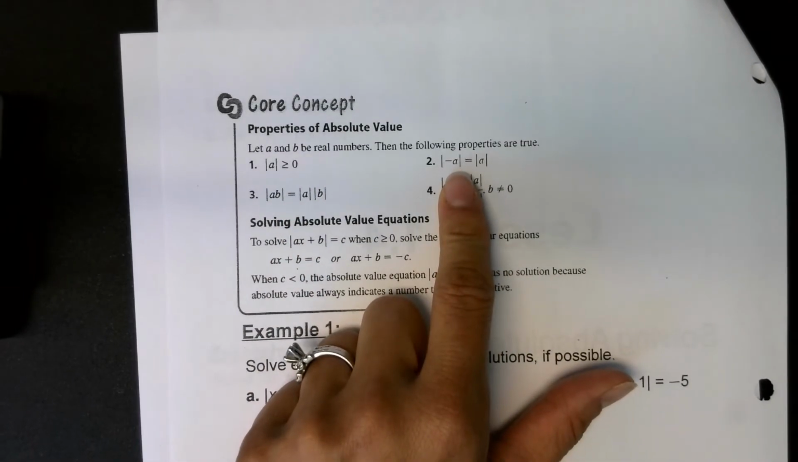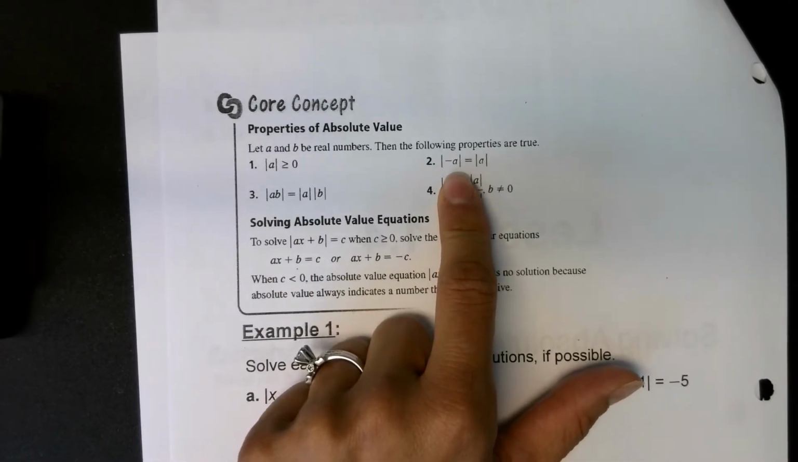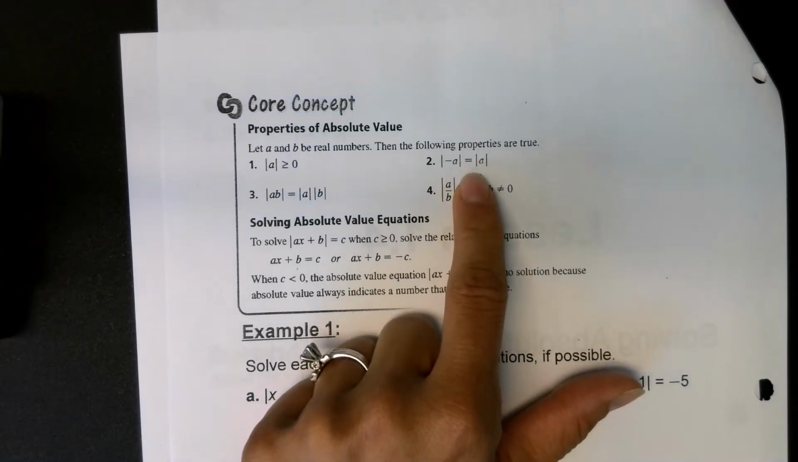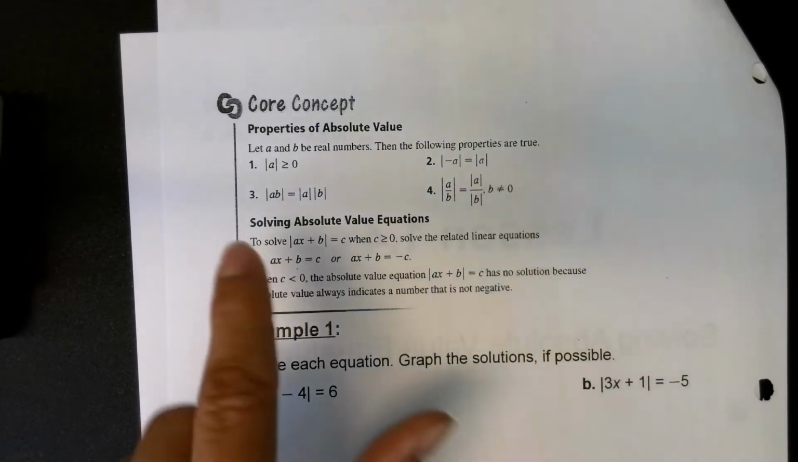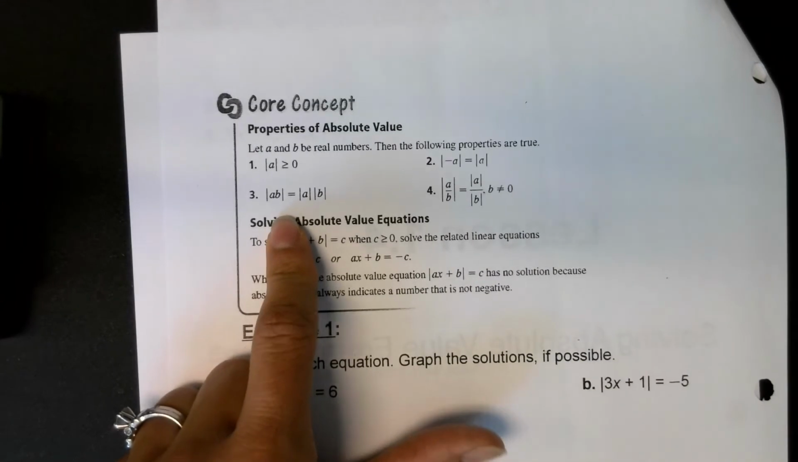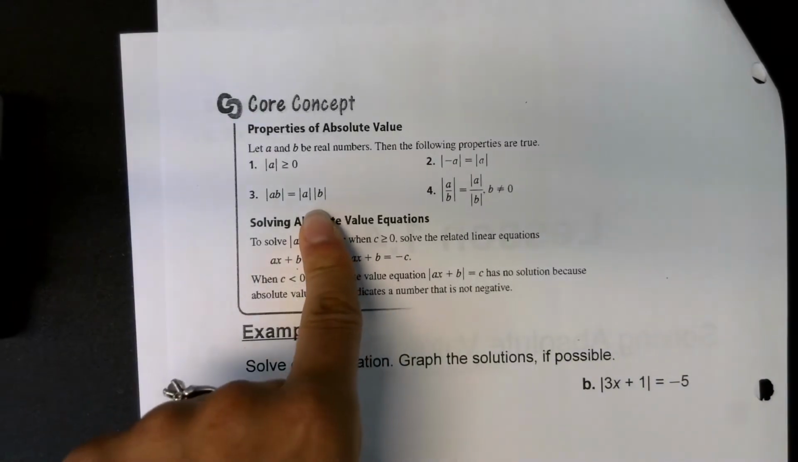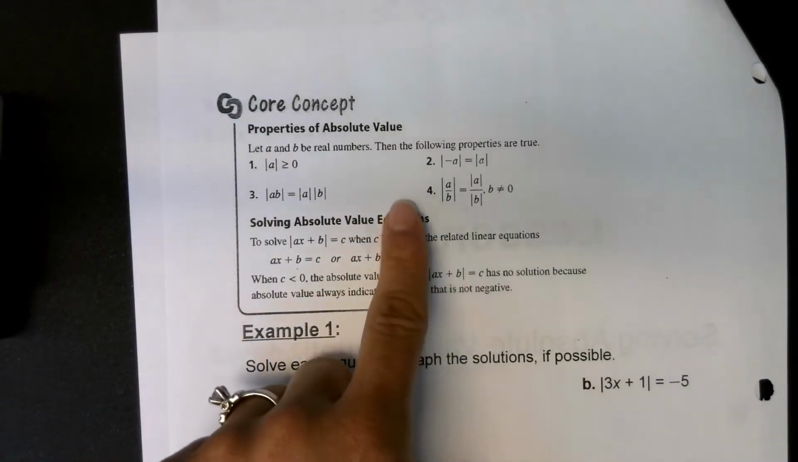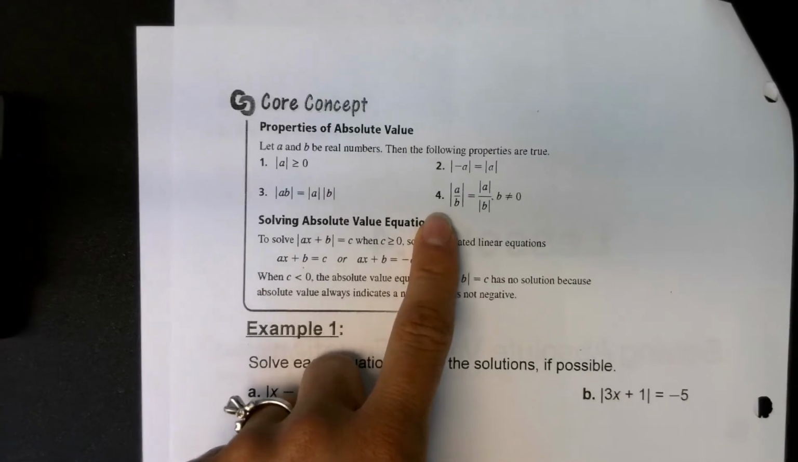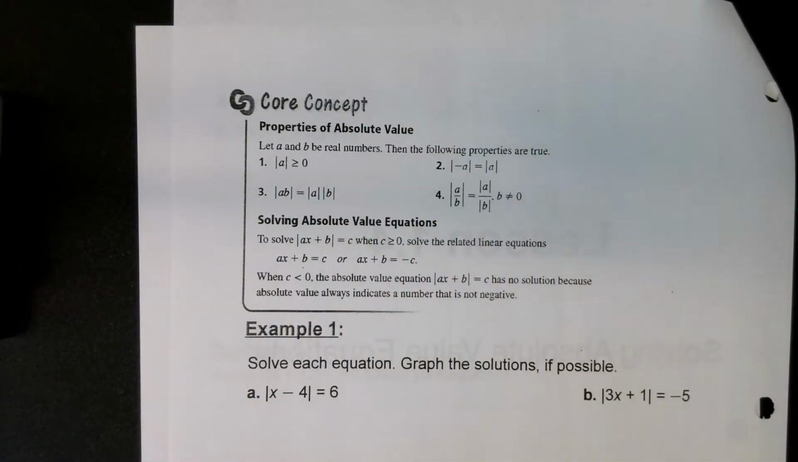Absolute value of negative A is the same thing as, or is equal to, the absolute value of A. So if you have the absolute value of negative 8, that equals the absolute value of 8. If you have the absolute value of A times B, you can rewrite it as the absolute value of A times the absolute value of B. Same with the fraction. Absolute value of A divided by B is the same thing as the absolute value of A divided by the absolute value of B, where obviously B cannot be 0.